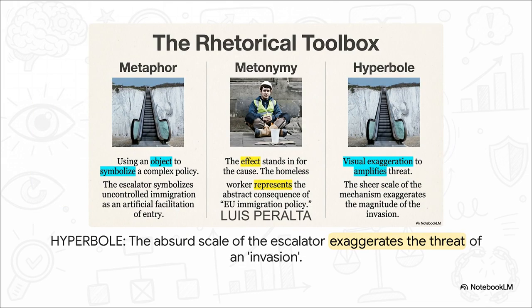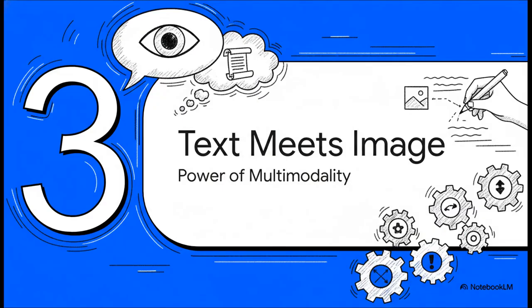And the third tool in the box is a big one, hyperbole, or visual exaggeration. The escalator isn't just a metaphor. Its completely absurd size and scale is pure hyperbole. It visually exaggerates the threat, making the flow of people seem like this massive, unstoppable invasion. And this kind of exaggeration, it's a classic tool for just cranking up the fear and creating the sense of immediate crisis. But here's the thing, images almost never work alone.